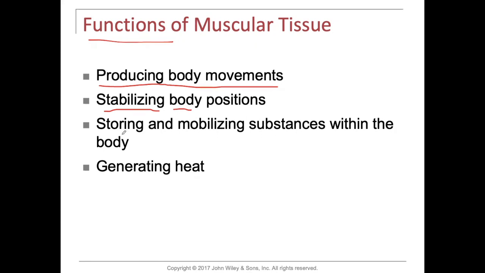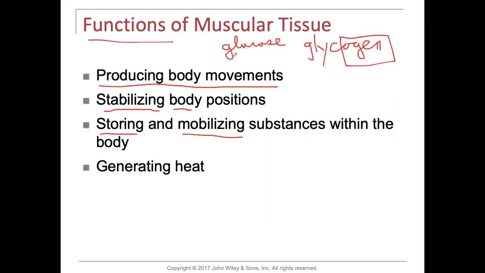Okay, what else can muscles do? Muscles are involved in storing and mobilizing substances within the body. Well, they can store things like glucose. And glucose in the storage form is called glycogen. And anything that ends in ogen means it's inactive. So glycogen is just the storage form of glucose, which is sugar. And we know that glucose in high amounts could be very toxic to the body.